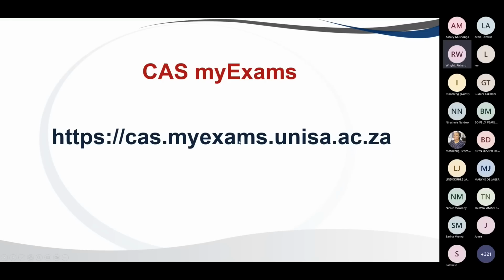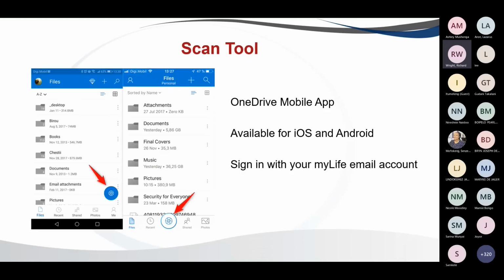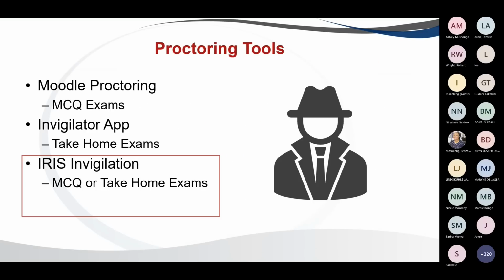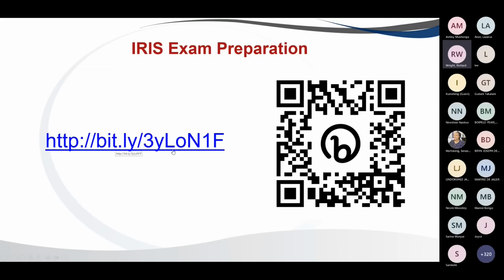So just have a look in the chat. The link is there. Make sure you've got access to the site. And also, if you log in and you do not have access to the Iris invigilation practice site, you can click on the link. It will ask you to enroll. There's a blue button. You just click on enroll me and it will enroll you onto the site.